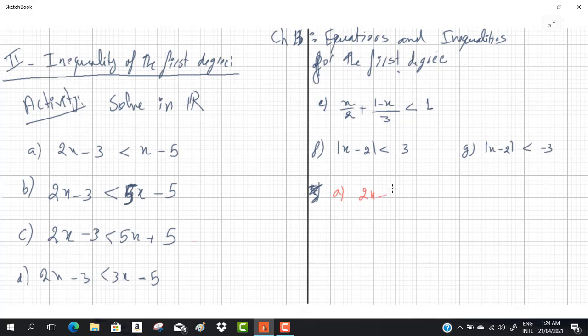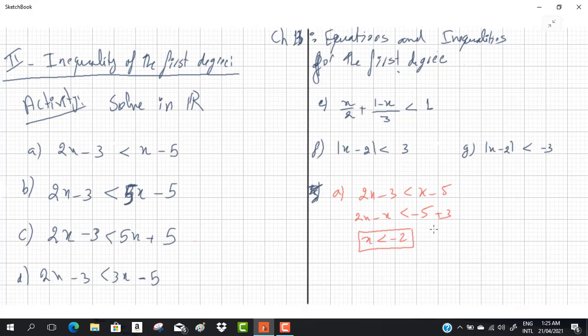Two x minus 3 is less than x minus 5. Unknowns to the left. طبعا كل شي inequality هو اللي فيه less than or greater than. And we need to find set of values of x, and usually set of values can be written in the form of an interval. 2x minus 3 less than x minus 5, 2x minus x less than minus 5 plus 3, so x is less than minus 2.